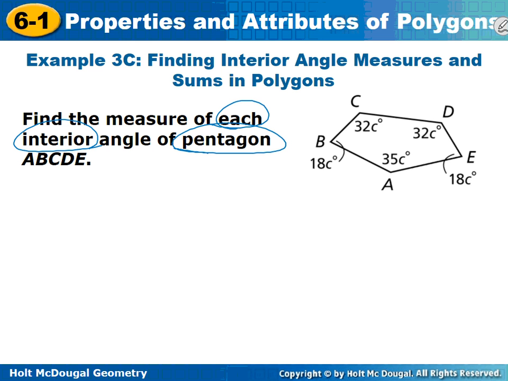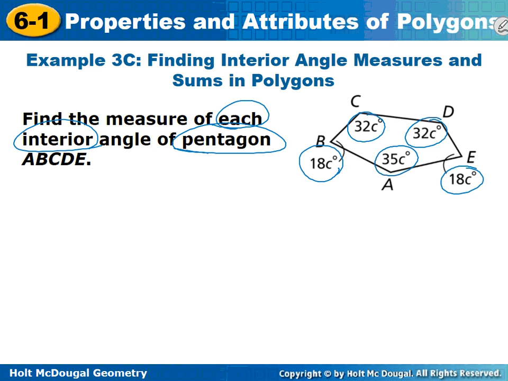We can't take the sum and divide it by how many sides there are unless all of the angles are the same. Would you agree? Okay, and we don't know that this is regular. In fact, if we look at the angles, are they the same? No, this is not regular. So we cannot simply take the sum of the pentagon and divide it by 5.